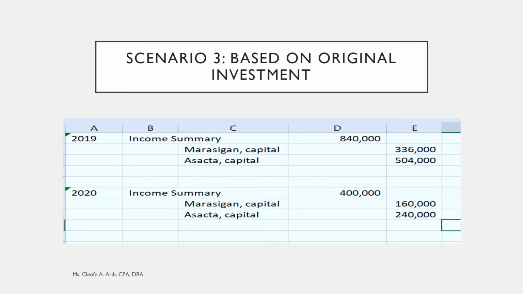For our third scenario, ang sabi dito, we based on original investment. So if you notice, the answer is exactly the same dun sa scenario number 2. Bakit exactly the same sa scenario number 2? Because in scenario number 2, what we did is we based it on original investment since wala ngang agreement. So, the computation, makita ninyo, is the same lang. Diba? 336,504 for 2019 na sharing, 160 and 240 naman for 2020. So, I don't think I need to explain this further.